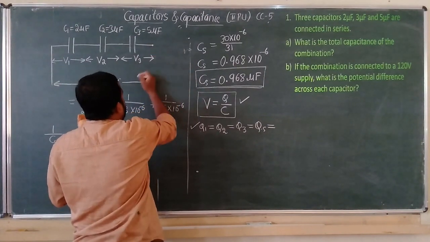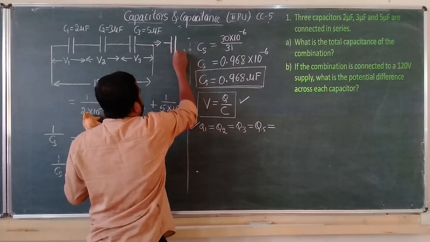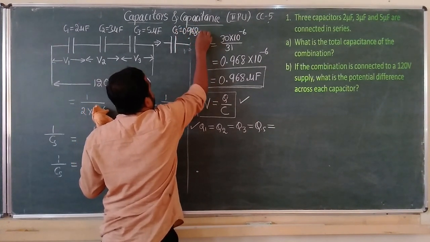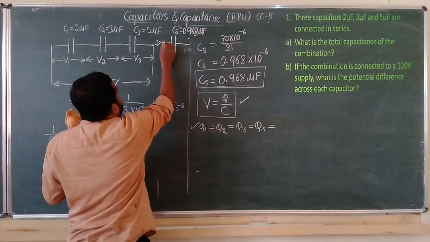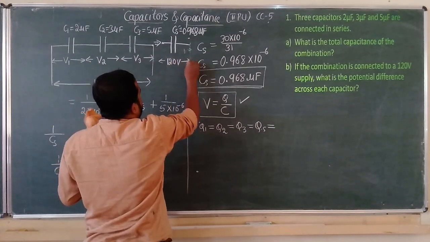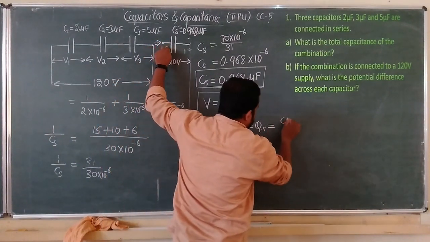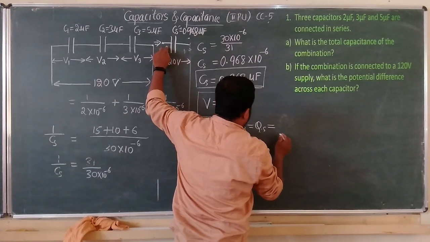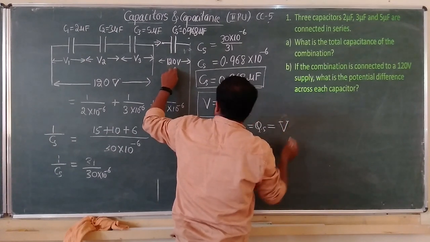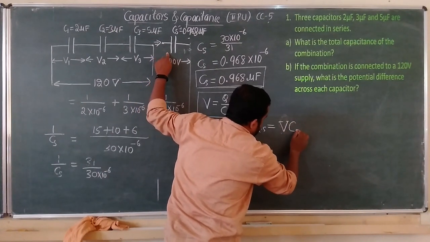so this is the end point, let it be V3, the potential difference. Now if you replace this with a single capacitor, the capacitance is Cs, its value is 0.968 microfarad. We just calculated the value. Now this capacitor is connected to a potential difference of 120 volt. Then Qs, the amount of charge stored here, is equal to the potential difference across this capacitor, that is 120 volt, I'll substitute the value later, so potential difference V into capacitance Cs.